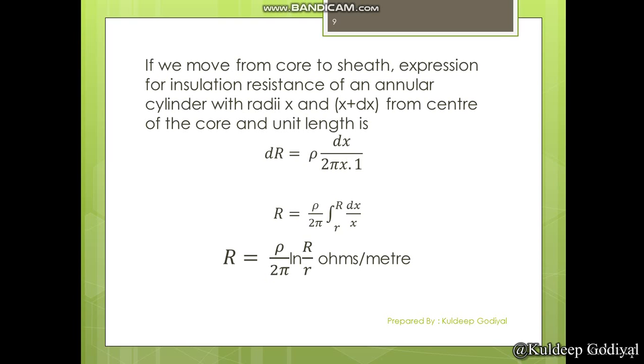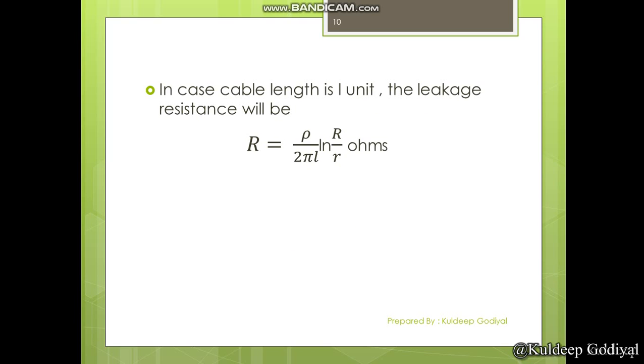R is equal to rho upon 2 pi integration from small r to capital R of dx by x. It will give us the result R equal to rho upon 2 pi ln capital R upon small r ohms per meter. In case the length of cable is L units, the leakage resistance will be R equal to rho upon 2 pi L ln capital R upon small r, expressed in ohms.